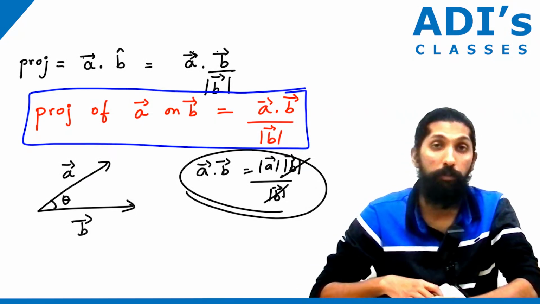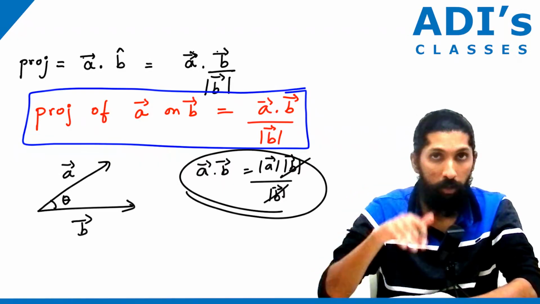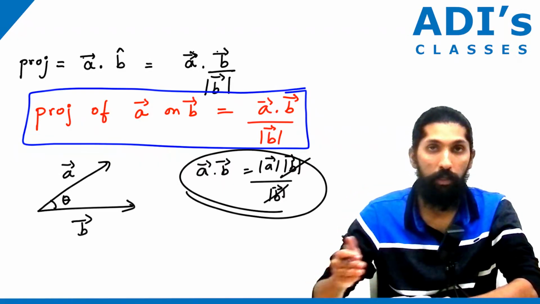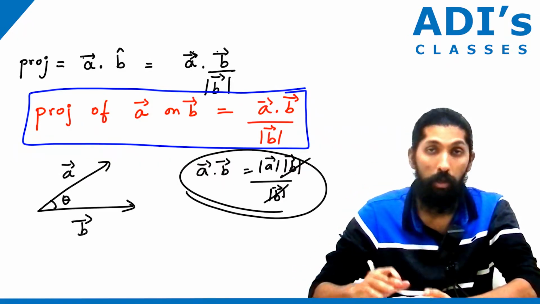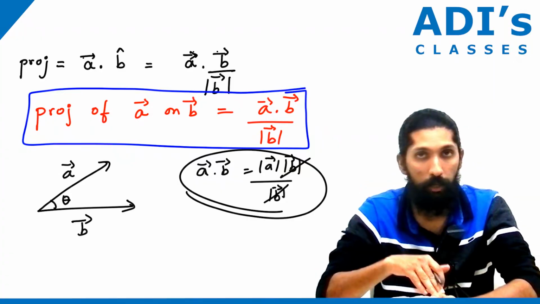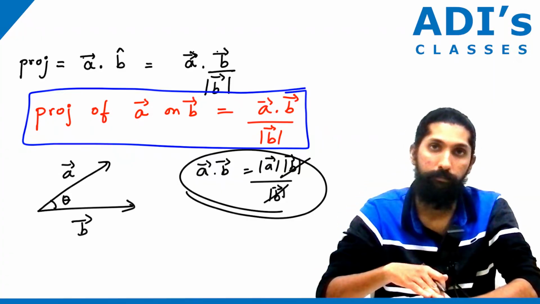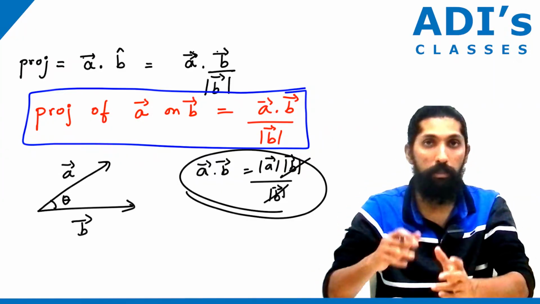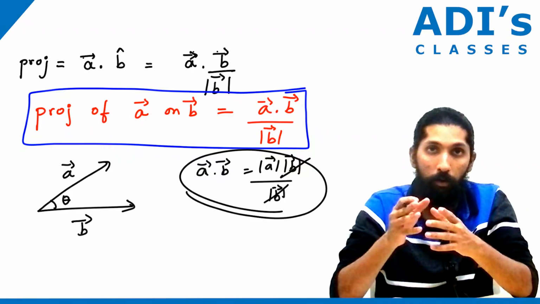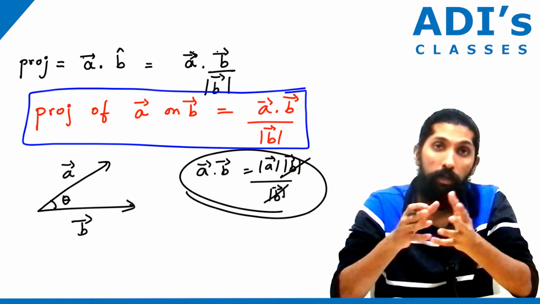Okay. Suppose they say projection of B on A, same thing: A dot B by mod of A, that's all. Whichever vector you are projecting on, that comes in the denominator. Clear? So this is about the projection of one vector over another vector.